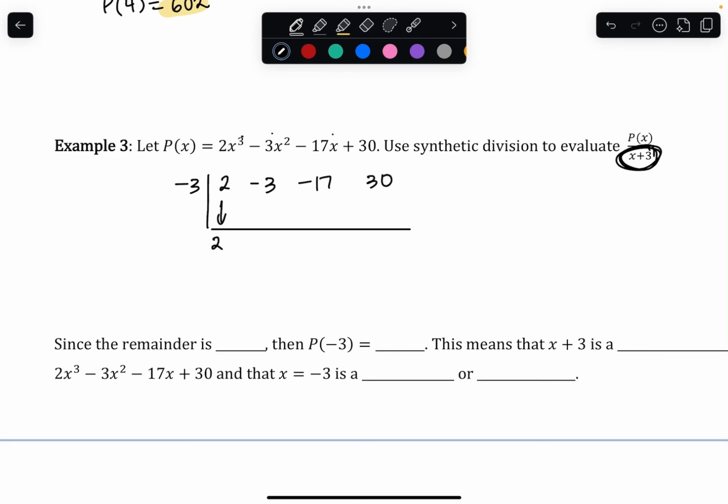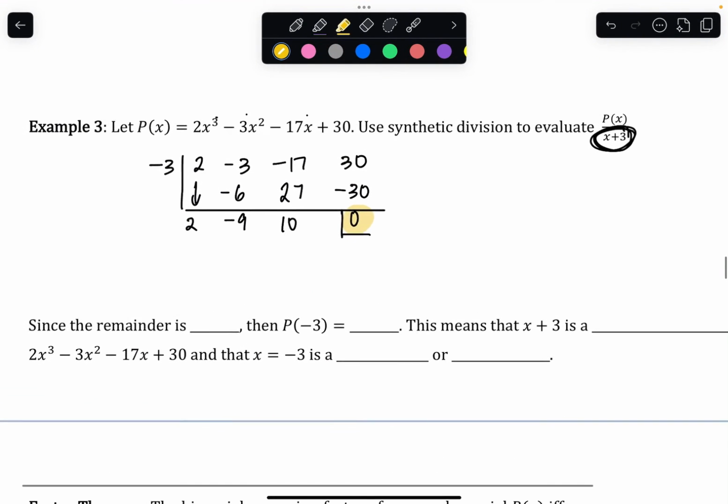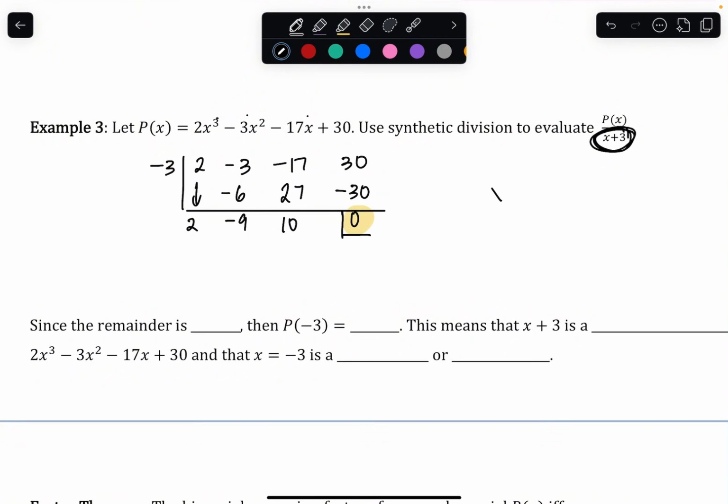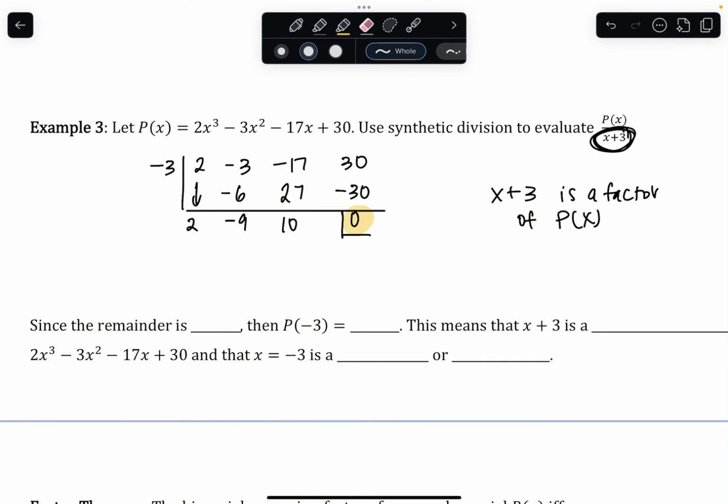Bring down the 2. 2 times -3 is -6. Add, we get -9. Multiply, we get 27. Add, we get 10. Multiply, we get -30. Add, we get 0. Okay, and so we've talked about this a little bit, but when we get 0 as a remainder, that means x plus 3 is a factor of P of x. So if we were to factor P of x, this degree 3 polynomial, we would get x plus 3 as one of the factors.